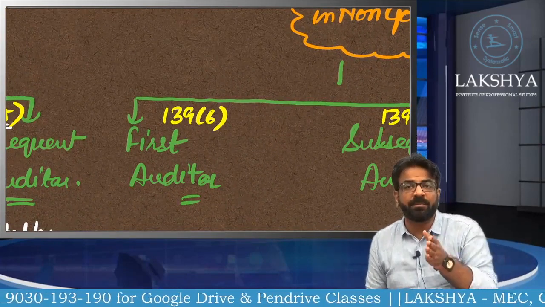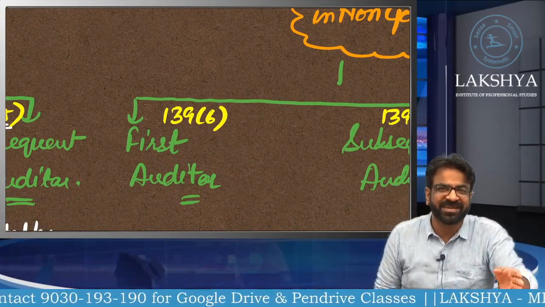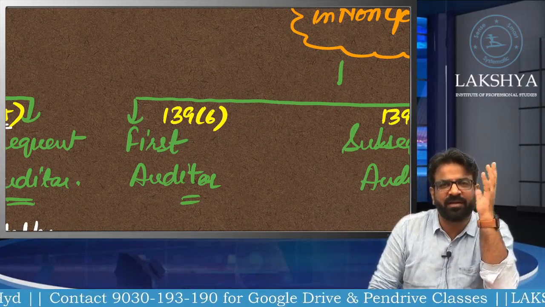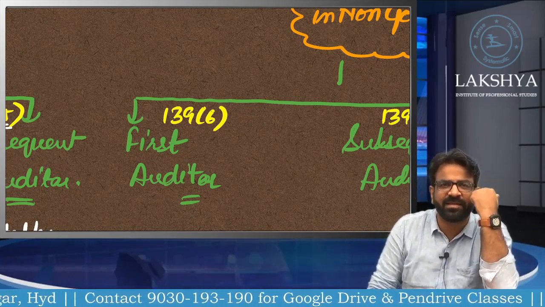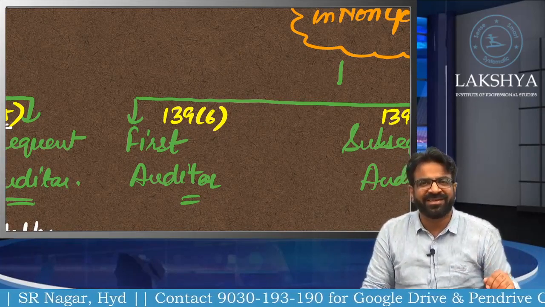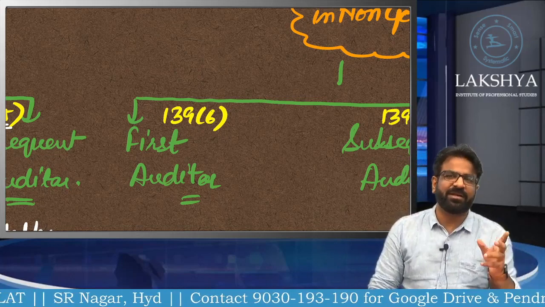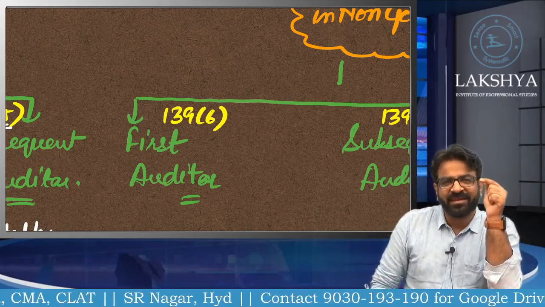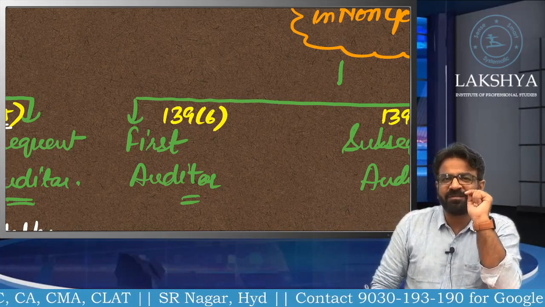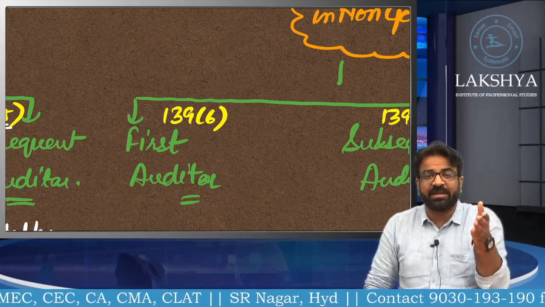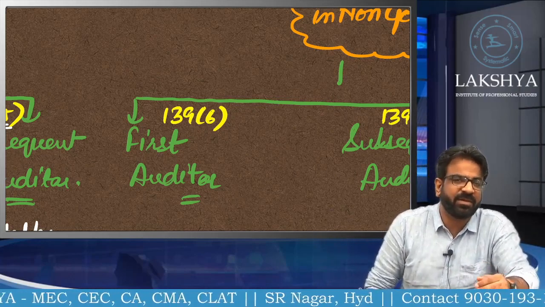A non-government company is a company which is not a government company. Right or not? So, you might be thinking, sir, that is a very big award-winning answer you gave. So, a non-government company is a company which is not a government company. Then a government company would be a company which is not a non-government company? That doesn't work. To understand the non-government company, you should know the meaning of government company. Tell me, what is the meaning of government company?